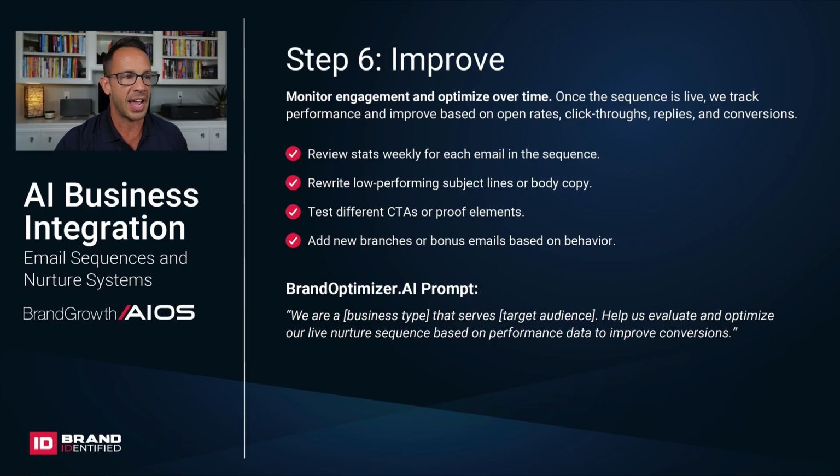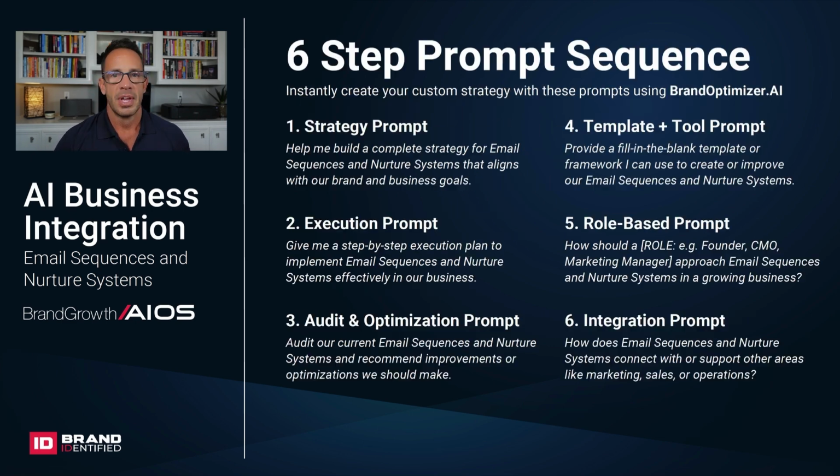Test different calls to action or proof elements, and add new branches or bonus emails based on the behavior. And then once again, I've given you another BrandOptimizer.ai prompt for step number 6. So moving on here, this is a 6-step AI prompt sequence that you can also use over at BrandOptimizer.ai to instantly create your custom strategy using these prompts.